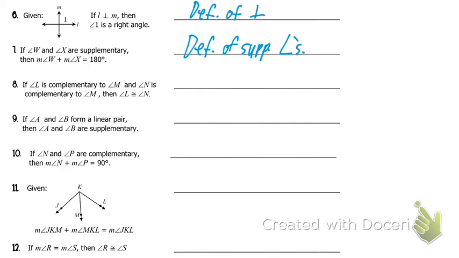Number 8. If angle L is complementary to angle M, and angle N is complementary to angle M, so both angle L and angle N are complementary to angle M, then angle L is congruent to angle N. Congruent complement theorem.